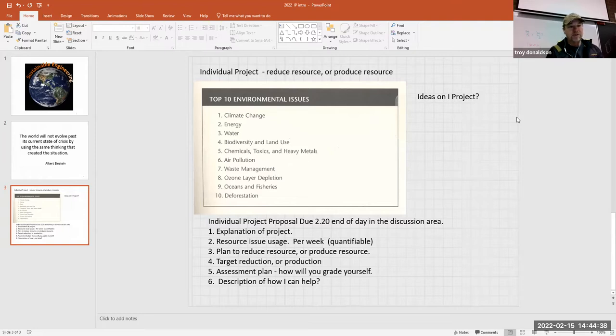First of all, let me just review our top 10 environmental issues that have been identified. Climate change is one of them. The climate is changing. Y'all should know that it is changing. The controversy is whether that's a natural change, a natural planet cycle, or whether that is a human-induced change.